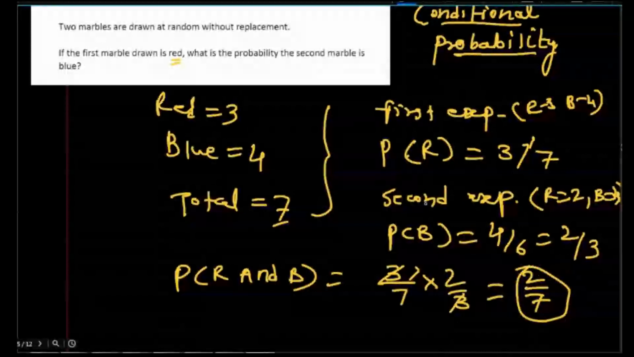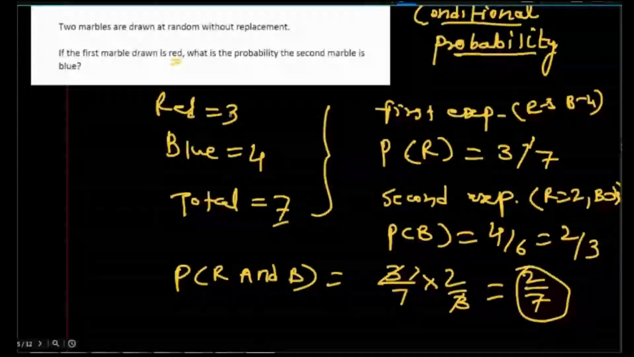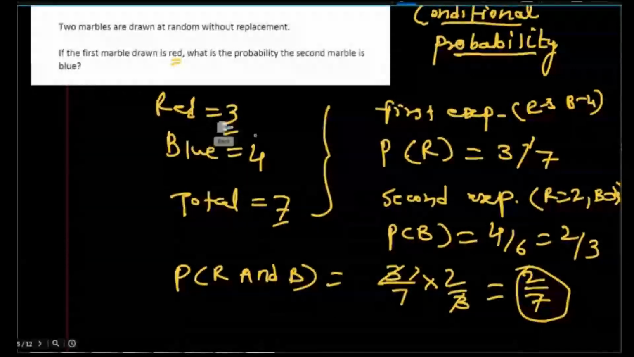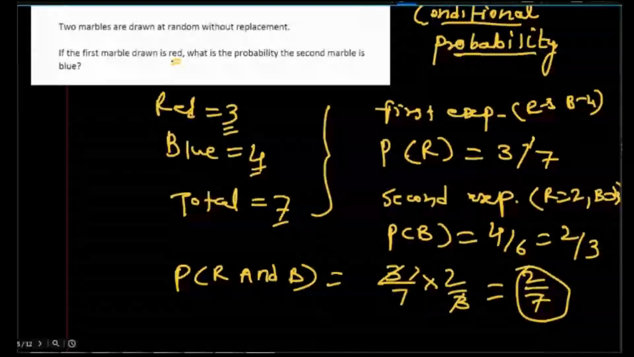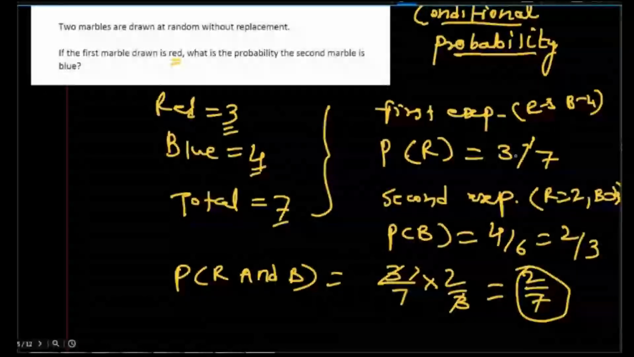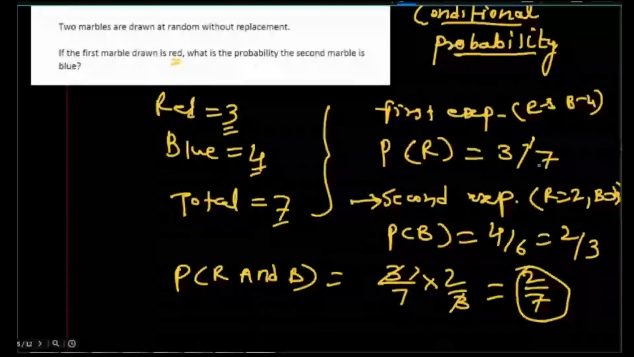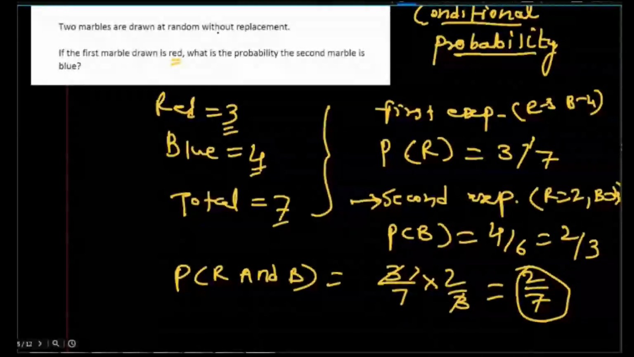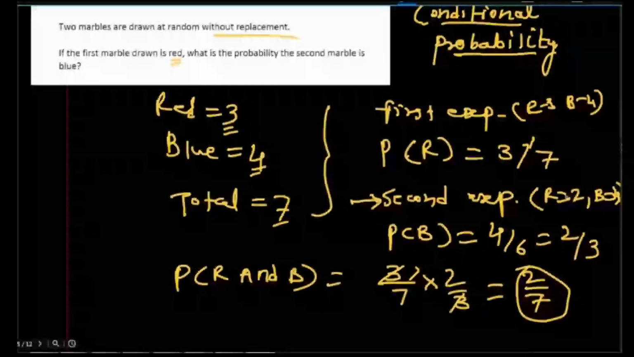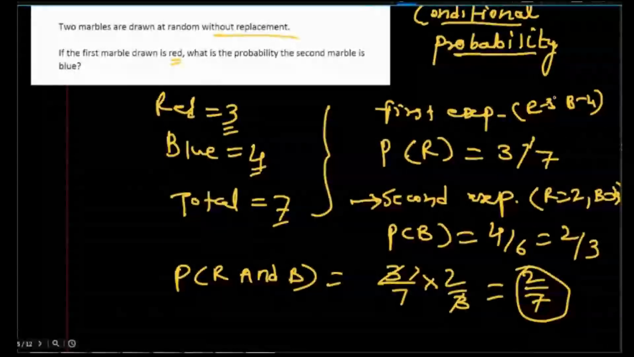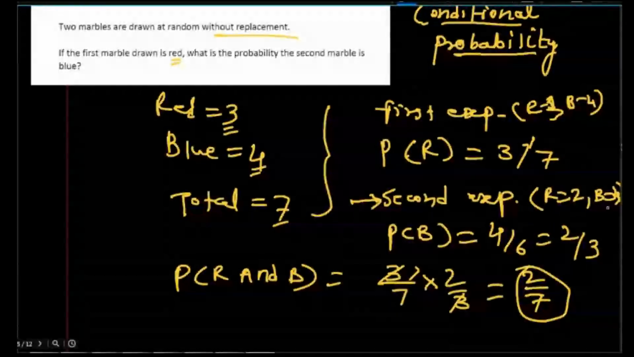So how have we calculated the answer? Because we know that in the first experiment, the total bag contains all the marbles that are available, 3 red and 4 blue. And in the first experiment, they are saying that a red marble is drawn. So we will calculate the probability of red, so it will be 3 by 7. For performing the second experiment without replacement, that means here red marbles are 3, now those will decrease to 2, and blue marbles are 4, those will remain the same.